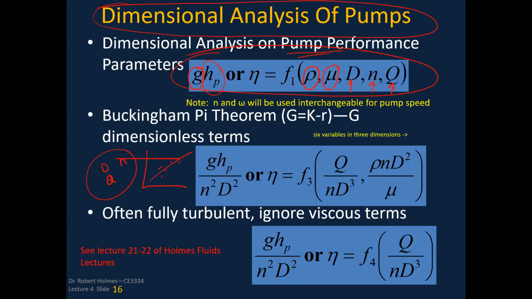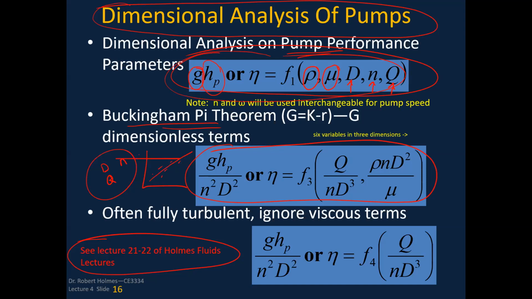And so we do this thing called the Buckingham Pi theorem, where we combine the parameters that we have into dimensionless terms. And so using the Buckingham Pi theorem for pumps, we're able to do this. I've got lectures 21 and 22 in my old fluid mechanics lectures. I haven't taught fluids in several years now, but I used to go through this and talk about how to do this. And so I can give you those lectures if you're interested.